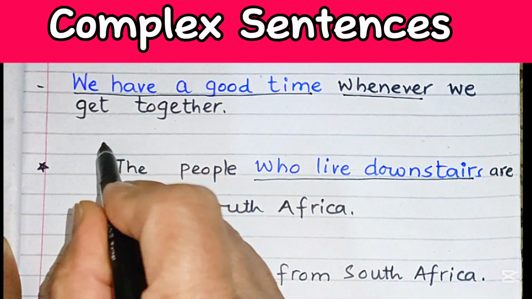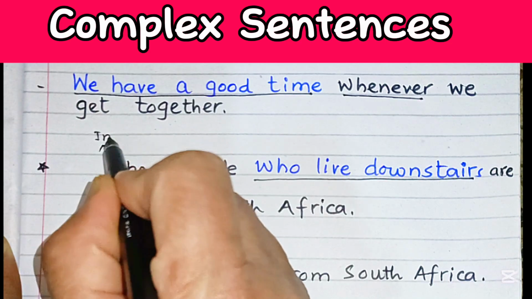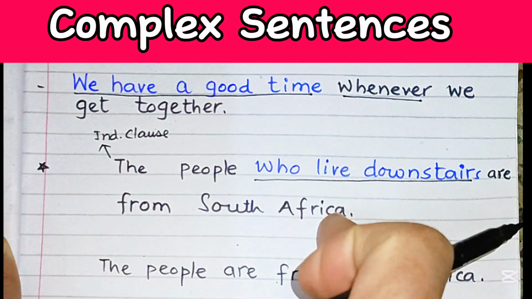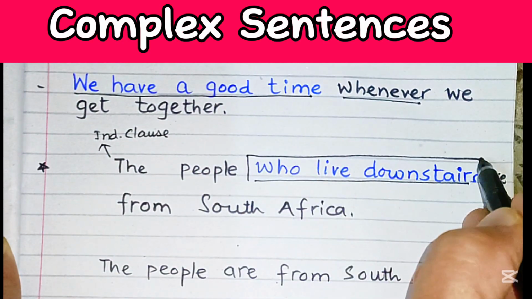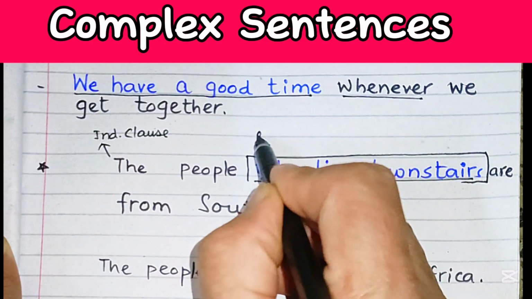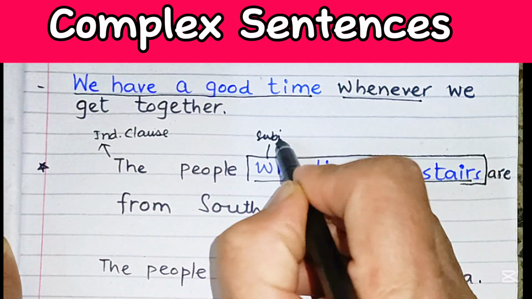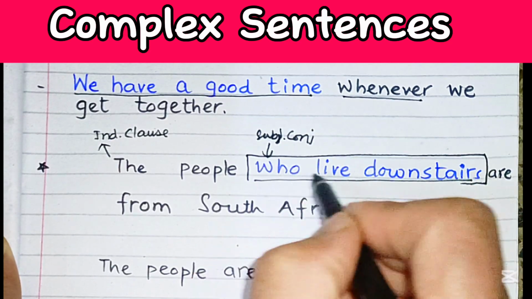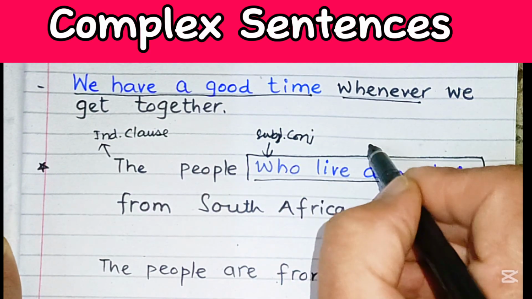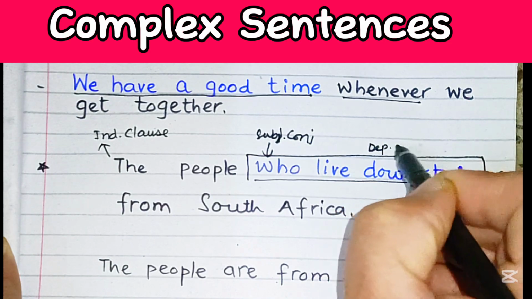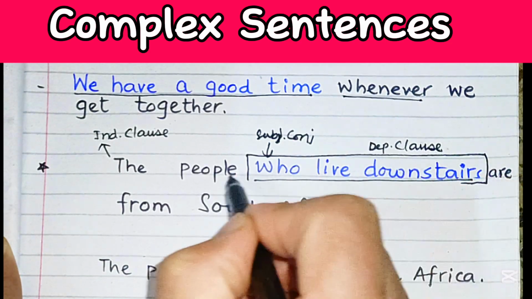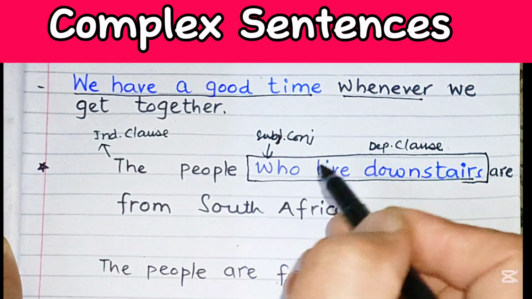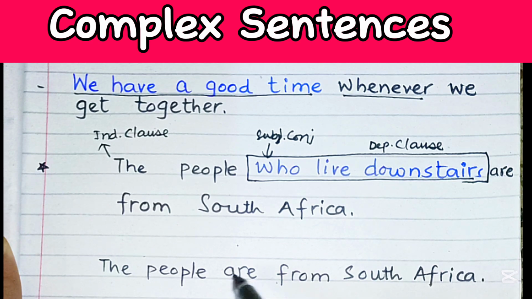So "the people who live downstairs are from South Africa". This black ink is showing that this is an independent clause, and in between there is a clause that begins with the subordinating conjunction who, "who live downstairs". So it makes it a dependent clause, and it appears in between the main or independent clause. That's why it is another way of writing a complex sentence.